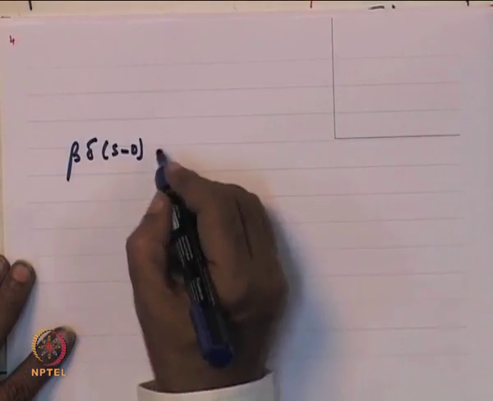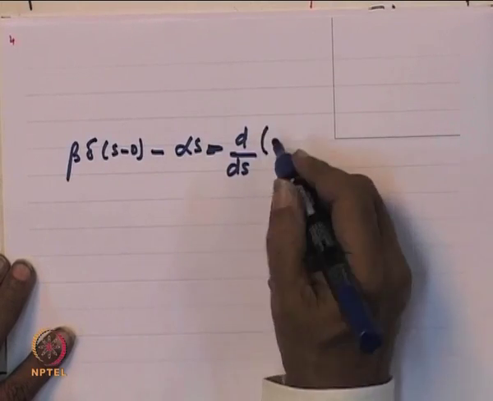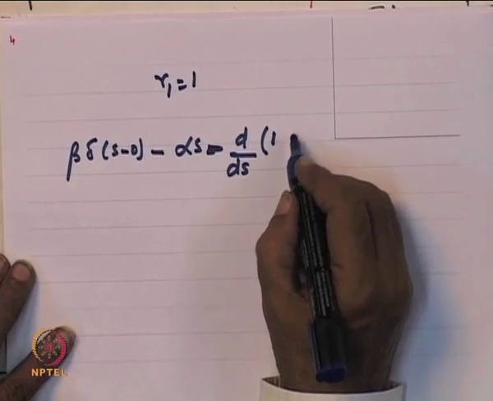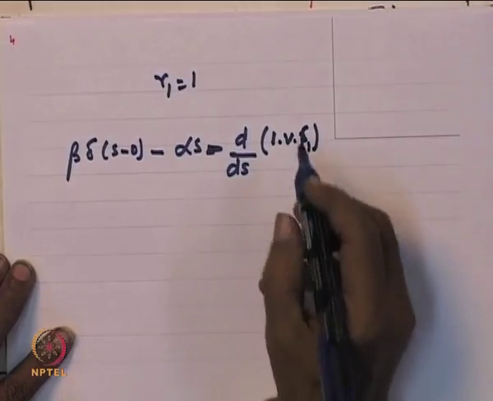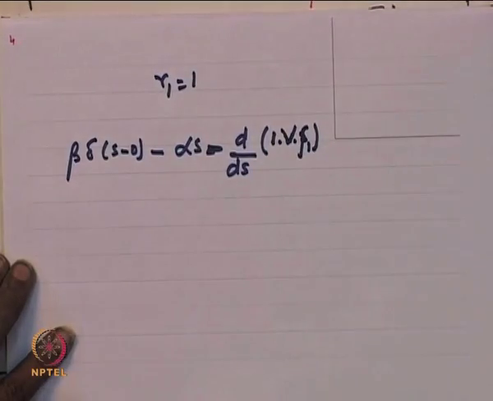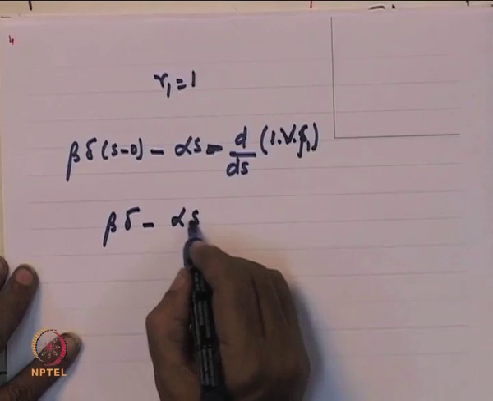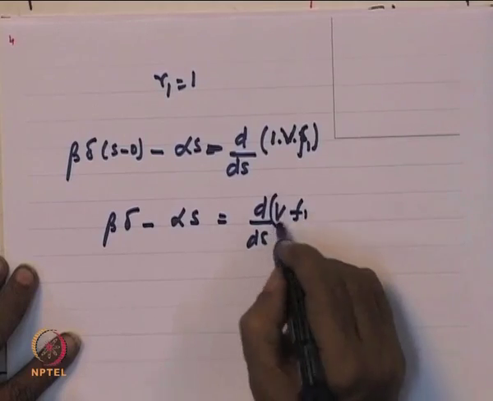Okay. So, our equation looks like this: beta times delta of S minus 0, minus alpha S, minus d by ds of R1, where R1 equal to 1, as we have shown just now, multiplied by V multiplied by your distribution function F1. Is it clear? R is 1. So, we have our equation: beta delta of S minus alpha of S equal to d by ds of V times F1.